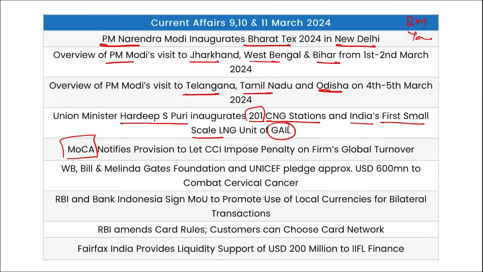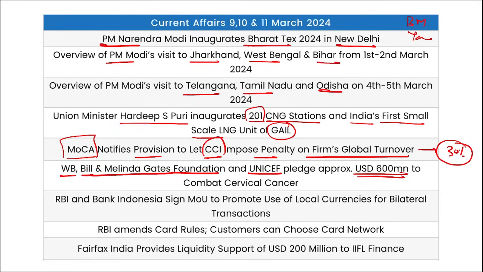Then the Ministry of Corporate Affairs has notified the provisions to let CCI impose penalties on firms' global turnover whenever they follow anti-competitive practices to remove competition. A penalty of up to 30% can be imposed on the total turnover of all the products, globally as well as nationally, for that particular company. Then the World Bank, Bill and Melinda Gates Foundation and UNICEF have pledged approximately $600 million to combat cervical cancer.